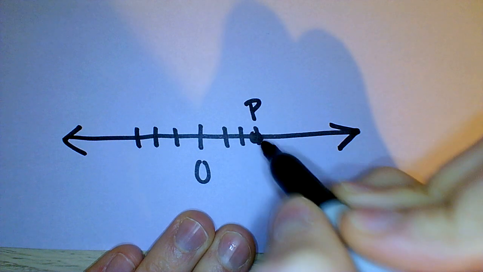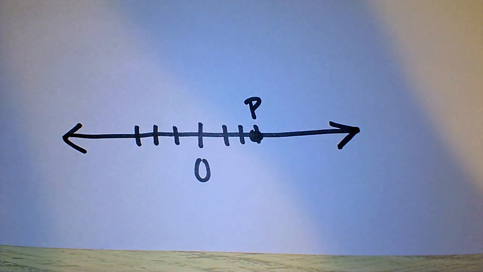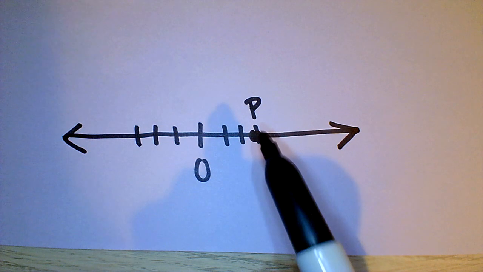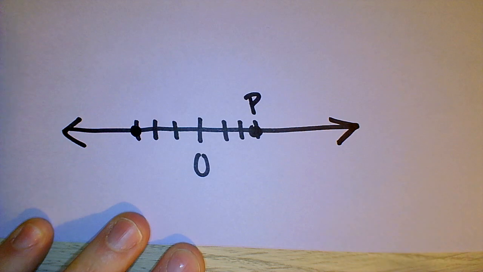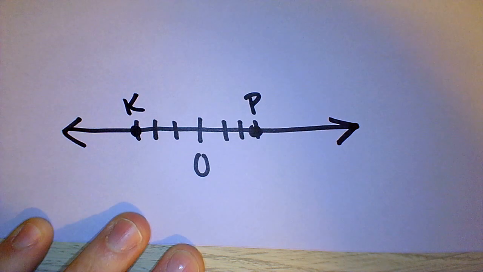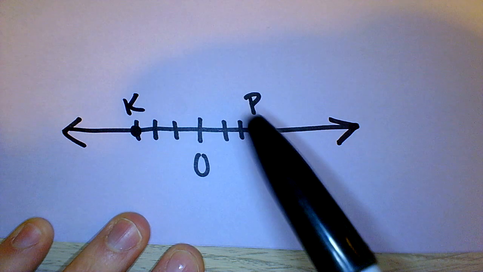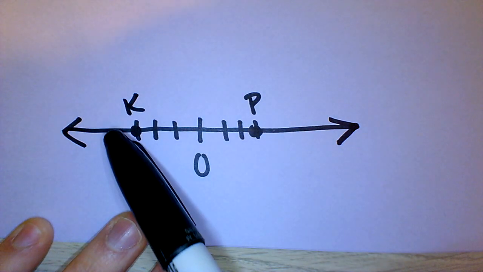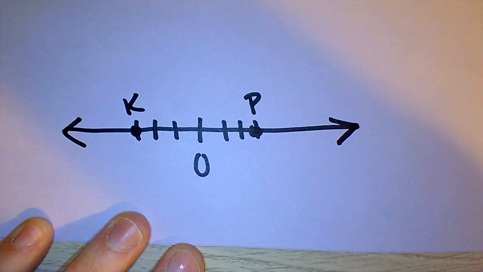Notice this is 1, 2, 3 units. Next, he graphed the opposite of P. So here's the opposite of 3 is negative 3, which is 3 units to the left, and he called it point K. So we have 3, we have the opposite of 3, and now we're looking for the opposite of that.